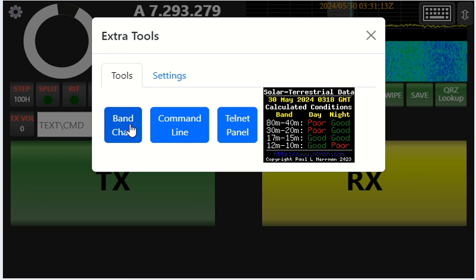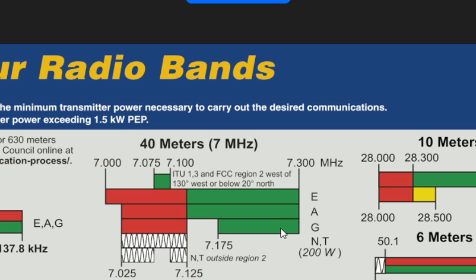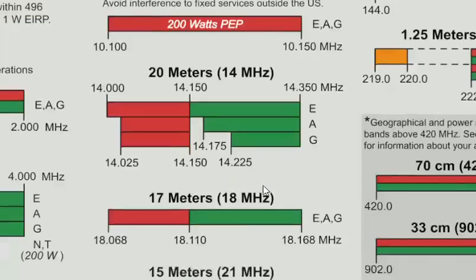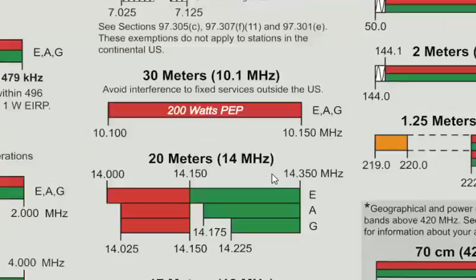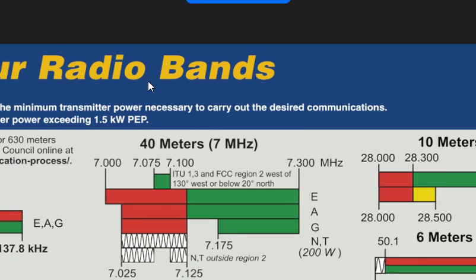The band chart really is nice in that I've taken the ARRL band chart, frequency privileges, and converted it to a GIF. And you can view that offline if you're not connected to the internet. Very useful. Pan, zoom, and view what privileges you have.